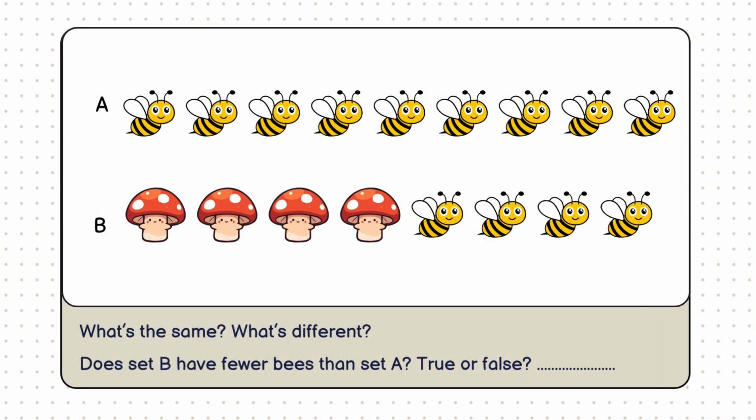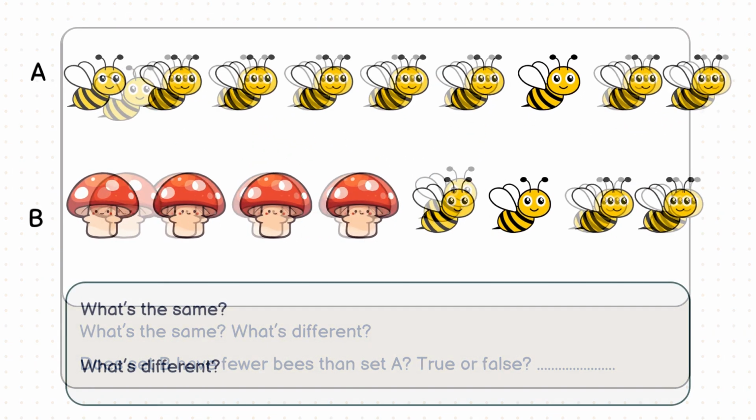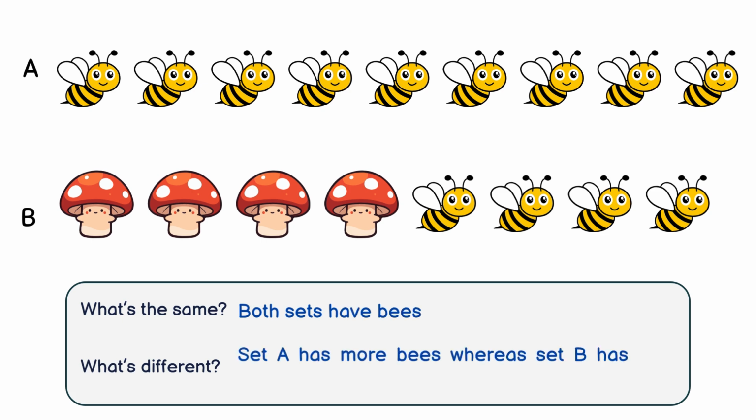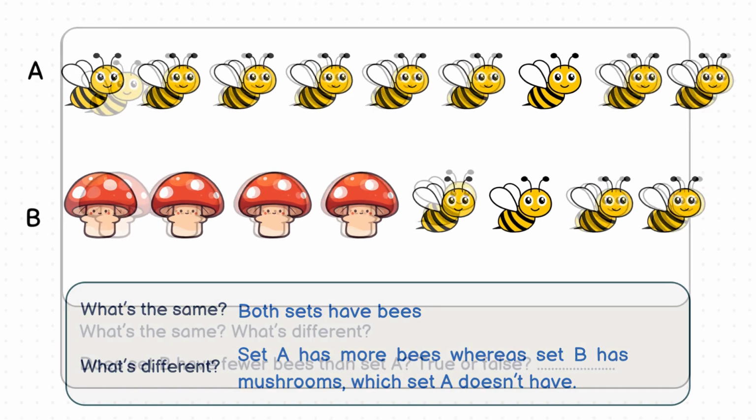Finally, the last question. Take a look at these 2 sets. Set A has bees, and Set B has mushrooms and bees. Let's compare them to figure out what's the same and what's different. Are you ready? When we compare these sets, we see that both sets have bees, but only Set B has mushrooms. Set A has 9 bees, while Set B has 4 bees. So, what's the same and what's different? That's right. Both sets have bees, but Set A has more bees and Set B has mushrooms, which Set A doesn't have. That's the difference.